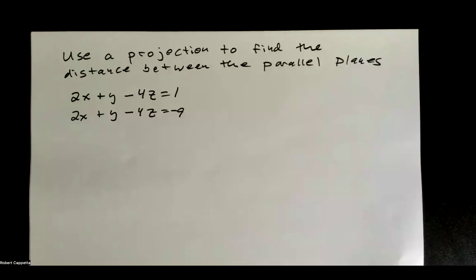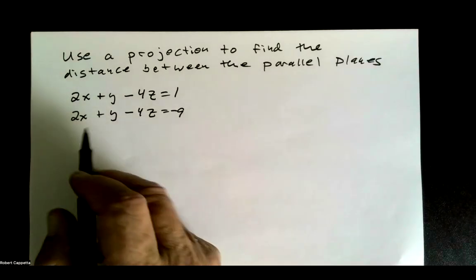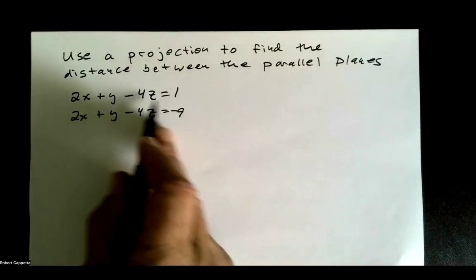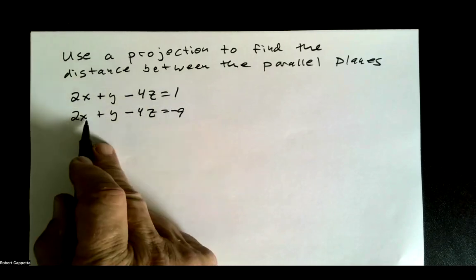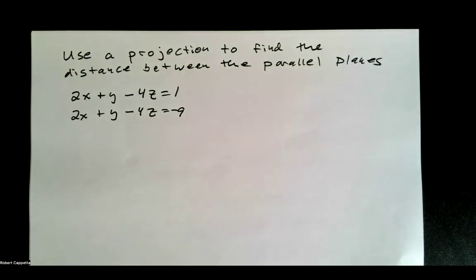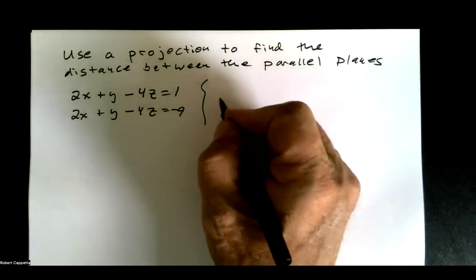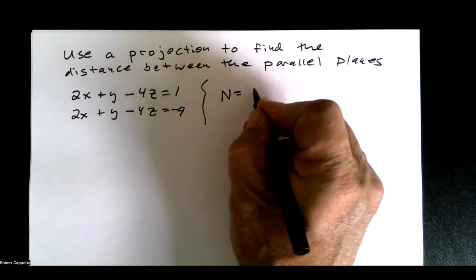This time we want to use a projection to find the distance between two parallel planes. So how do we know these planes are parallel? We have 2x plus 1y minus 4z equals 1, and 2x plus y minus 4z equals negative 9. So you'll notice they share the same normal vector. The normal vector is 2, 1, negative 4.